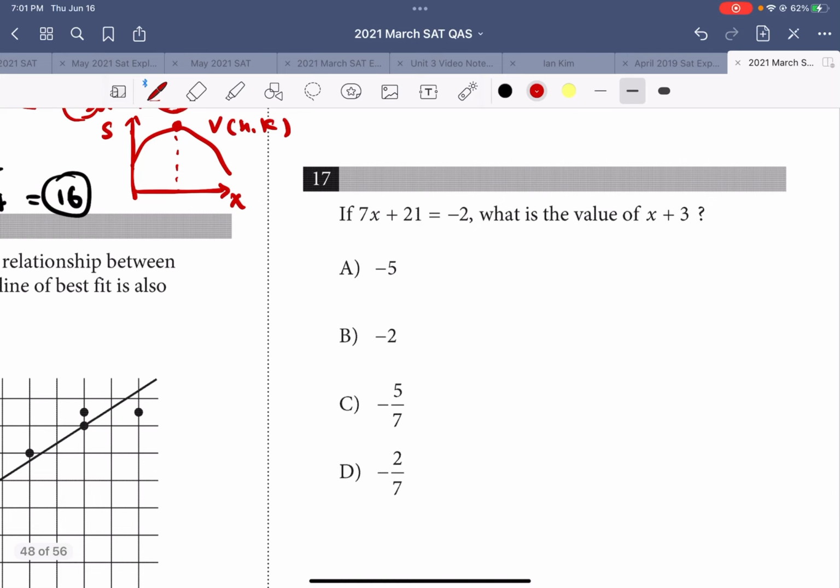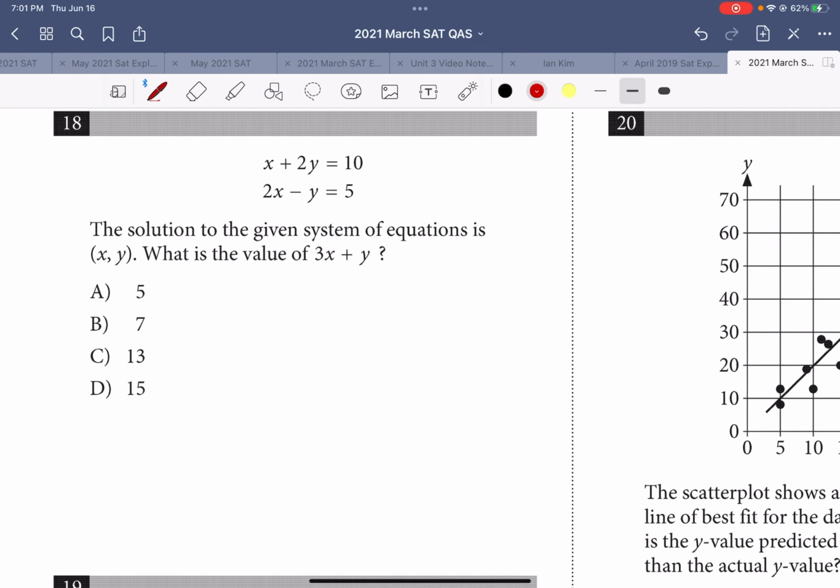17. 7x plus 21 is negative 2. What is the value of x plus 3? So why don't I divide by 3 both sides? Then, you go divide by 7 actually. Divide by 7 both sides. So then you're going to get x plus 3 on the left hand side and negative 2 over 7. So answer is D. Okay? By dividing by 7, you can get the answer quickly.